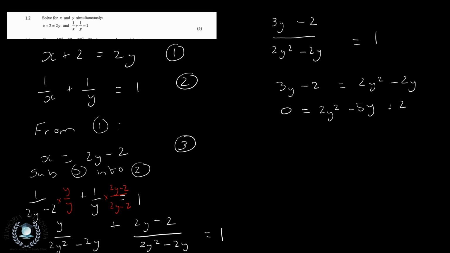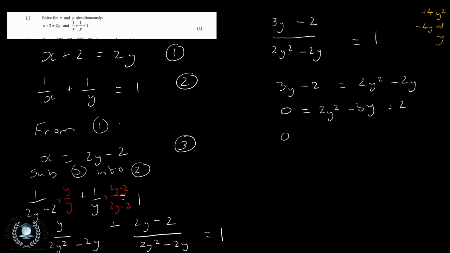Now factorizing this, we need to find factors of 4y squared, which is positive, and these factors, when added together, need to give us 5. Well, in this case, they would need to be negative, because we have a negative 5y there. So these numbers are actually going to be minus 4y and minus y.